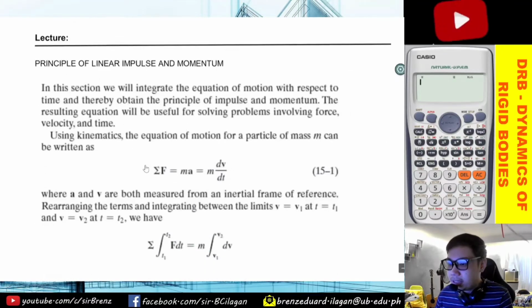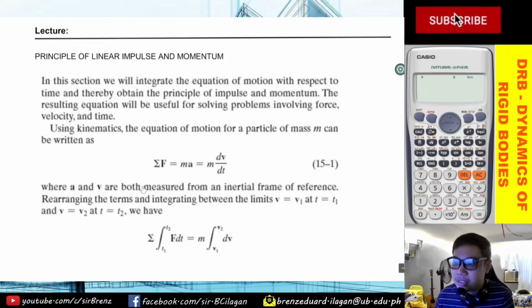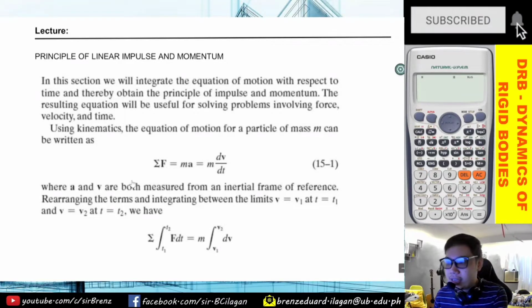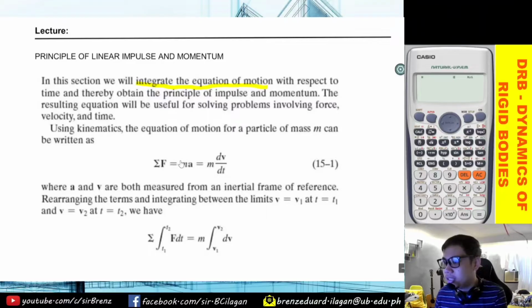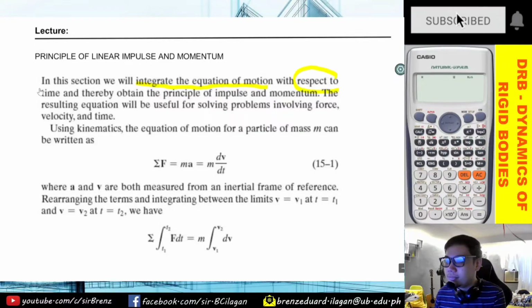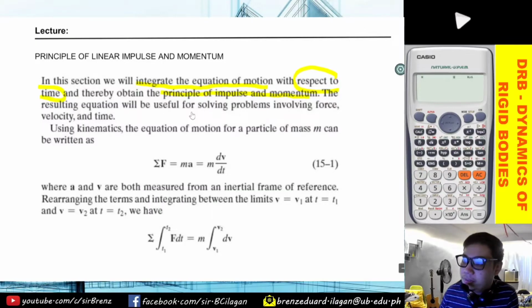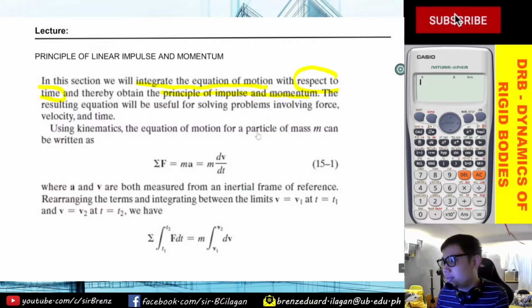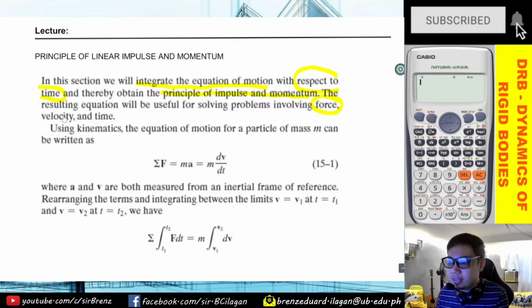So for the lecture part, basahin natin, what is the principle of linear impulse and momentum? Under this section, we will integrate the equation of motion, which is the summation of forces equals to mass times acceleration, with respect to time, and thereby obtain the principle of impulse and momentum. So the resulting equation will be useful for solving problems involving the force, ayan nga, the velocity, and time.